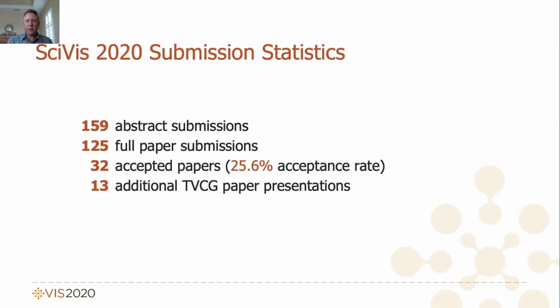I'd like to continue with some statistics on the submissions this year to SciVis. We received 159 abstract submissions, out of which 125 of those were turned into full paper submissions. We were able to accept 32 of those for an acceptance rate of roughly 25%. And this year's SciVis paper program is also complemented by 13 papers from TVCG that have been published over the past year.